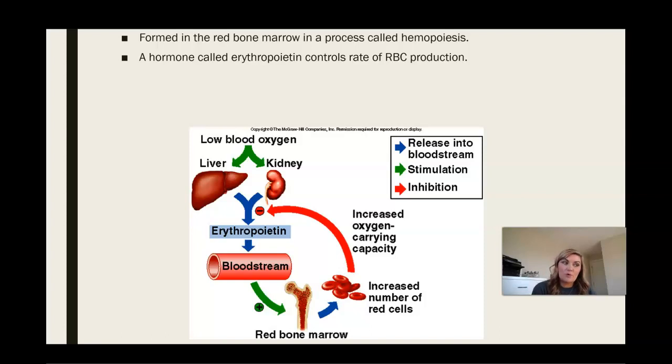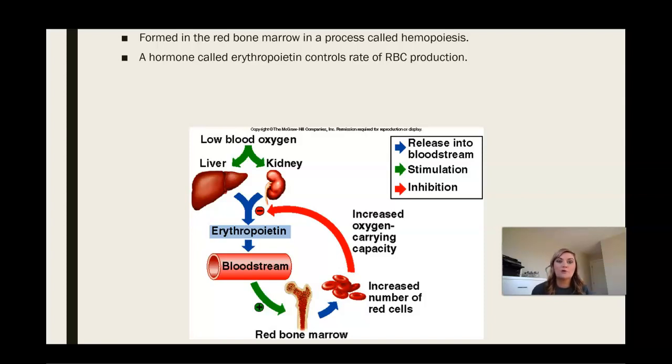Now these are going to be formed in the red bone marrow. Red bone marrow, if you remember from Anatomy 141, when we talked about the skeletal system, is going to be found in the epiphysis or epiphyses, which are going to be the ends of the bone. It's going to be found in spongy bone. And so with that spongy bone, the red bone marrow is going to create red blood cells, white blood cells, plasma, and platelets. And so this is going to be where your red blood cells are going to be created.